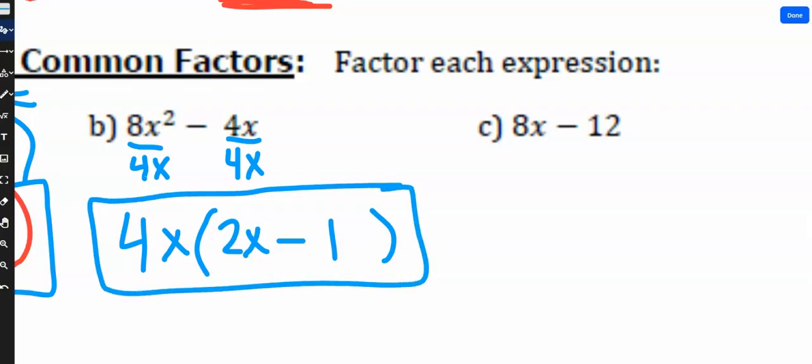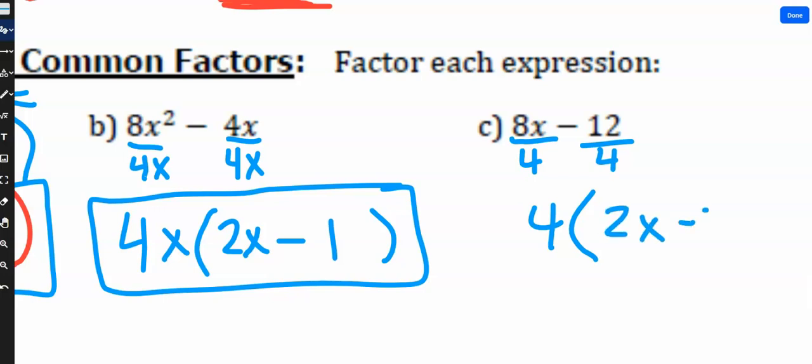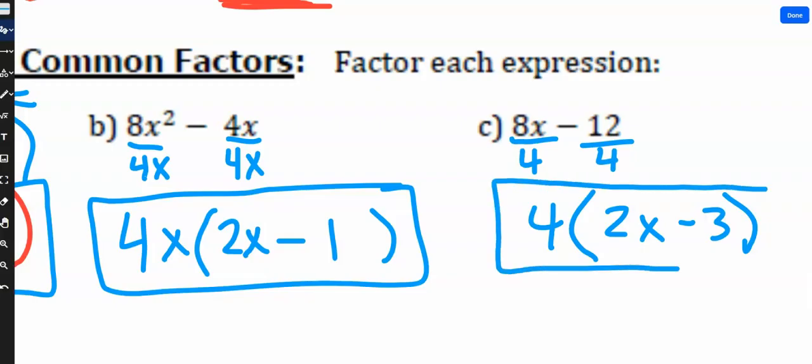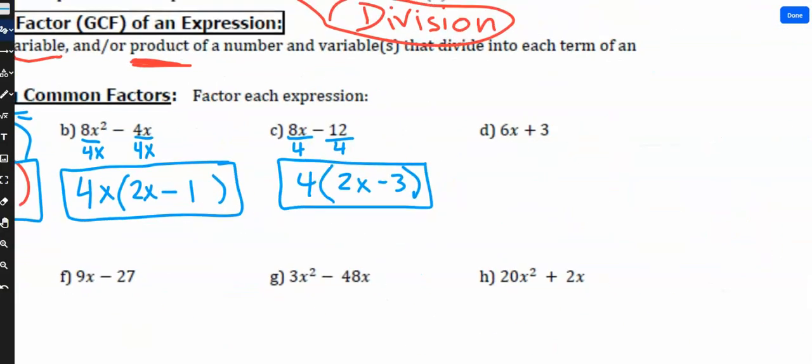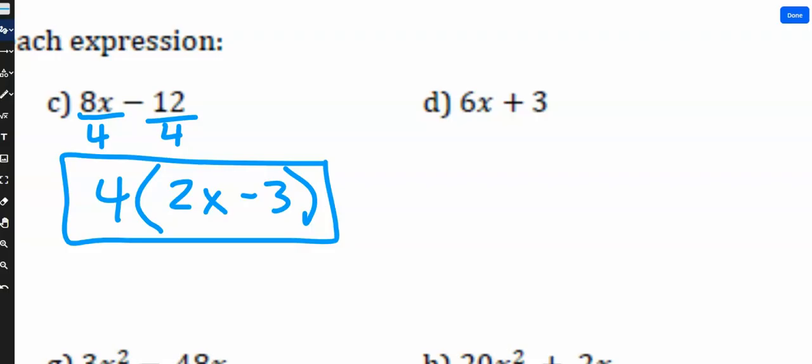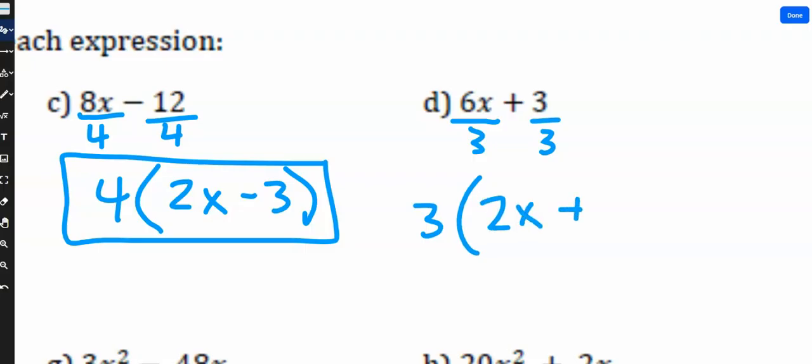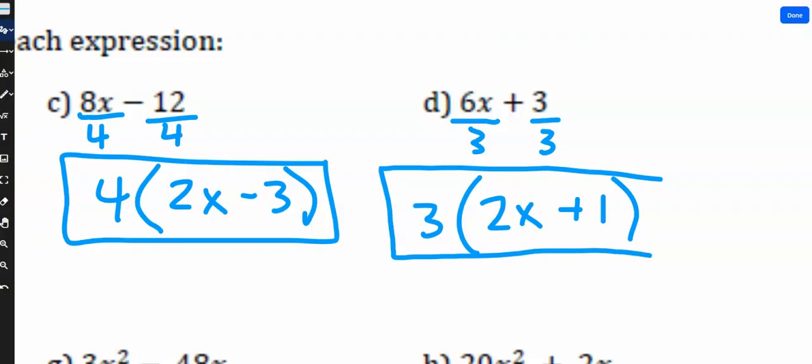In the next one, only 4 can come out. There's no x involved in both of them because you can't get an x out of 12. There's no x there. So we can pull a 4 out, giving me 2x and a minus 3. There's my final answer on that one. All I'm looking for are greatest common factors. Looks like we have a 3 in common to each of those, so the 3 comes on the outside, and I'm left with 2x plus 1 trapped on the inside.